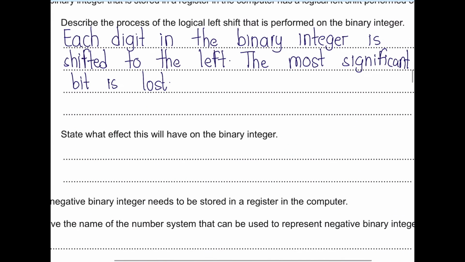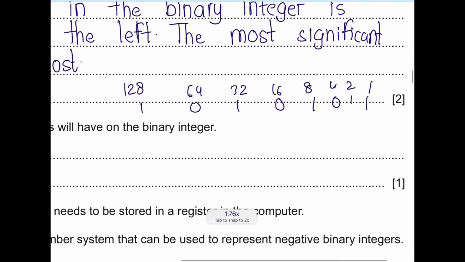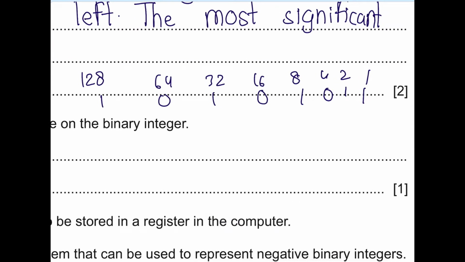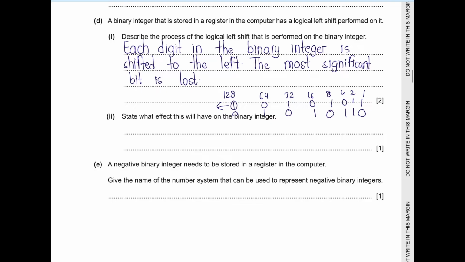If I take 128, 64, 32, 16, 8, 4, 2, 1, and I put 1 0 1 0 1 0 1 1, and if I shift this number one place to the left, what happens is that I would lose the leftmost bit because there's no value here. So this would become 0 1 0 1 0 1 1 0. So you see, the leftmost bit has been lost, and the rightmost bit I have to replace with a 0. So that's what happens in a left shift.